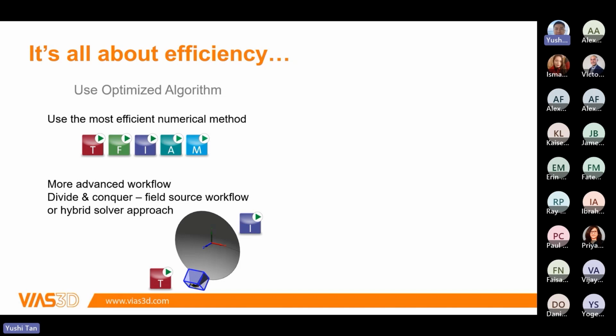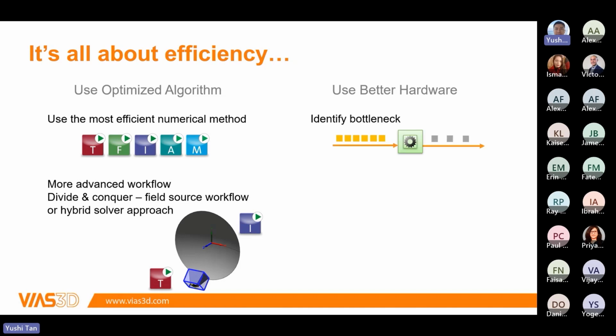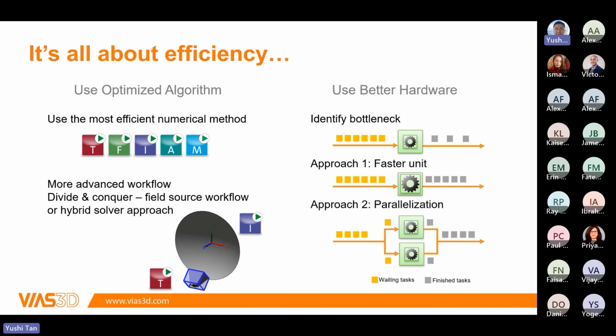All this we talked about is on the software side, right? We are using the most numerically efficient method to solve our problem. Now, what about hardware? If we have better hardware, can we use that? Of course, right? Let's say you have some kind of bottleneck. You are using a CPU and it's not as fast as you would like. The natural response would be to use a better unit, a faster unit, or a bigger unit, right? That's approach number one. Approach number two would be to use multiple of these units, so we can run things in parallel instead of in series. That's the other approach.